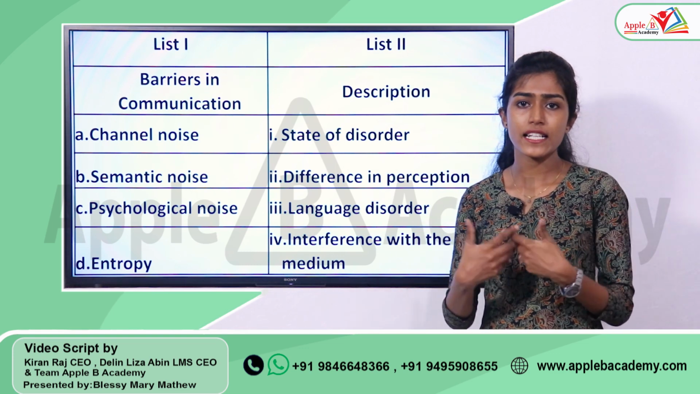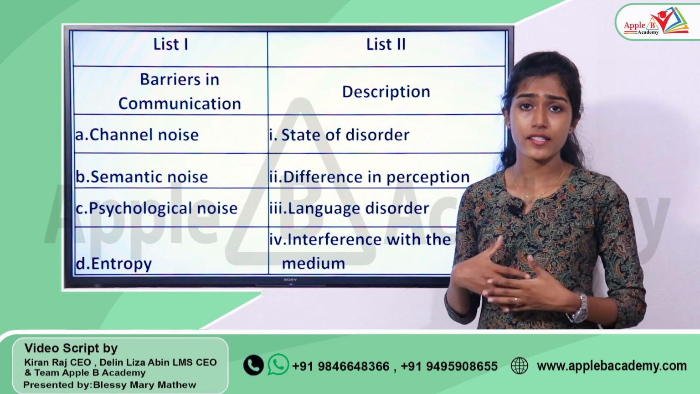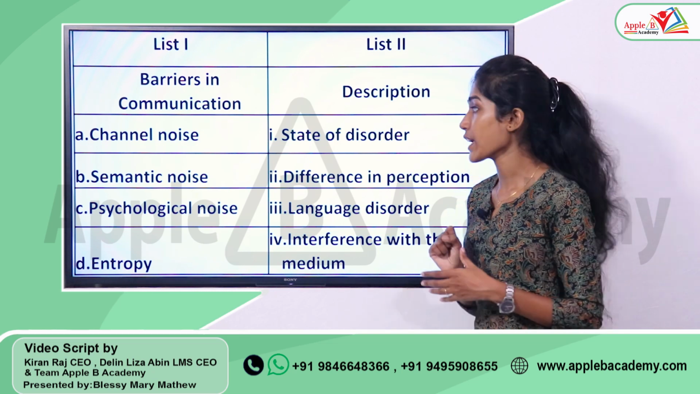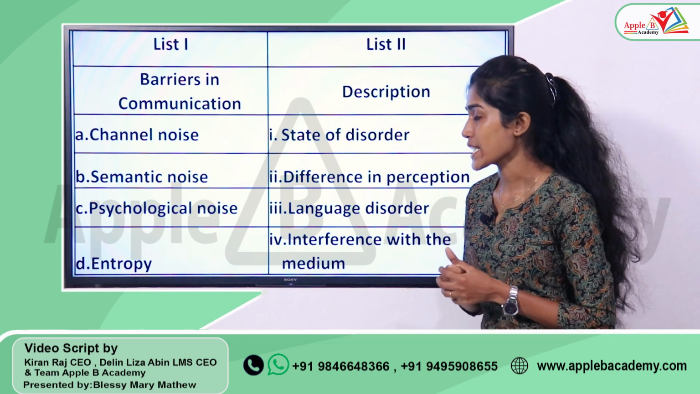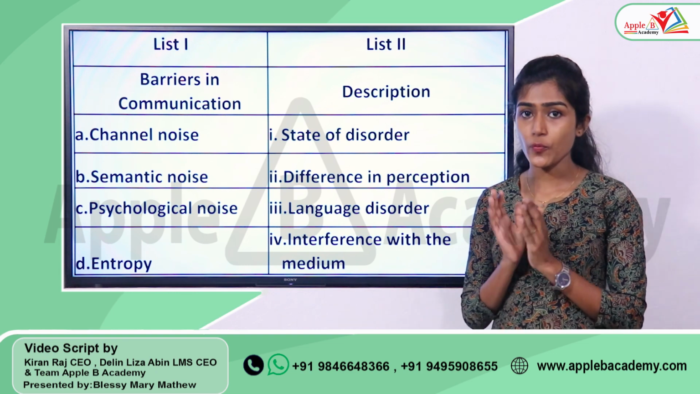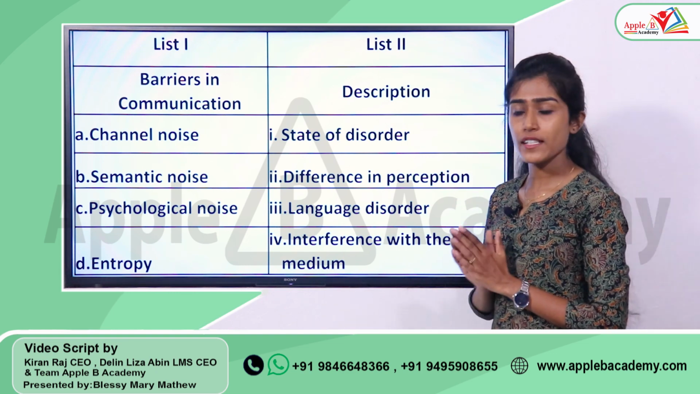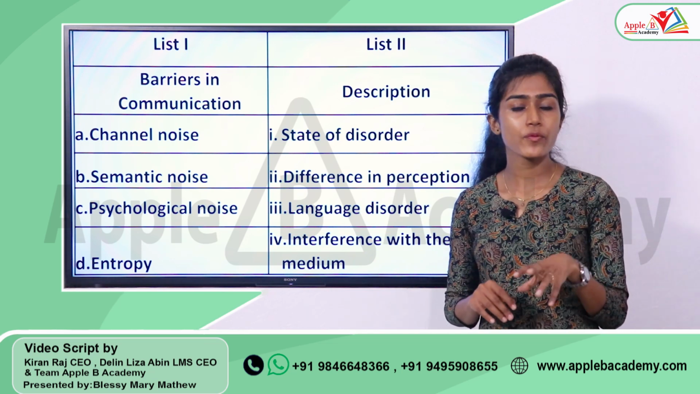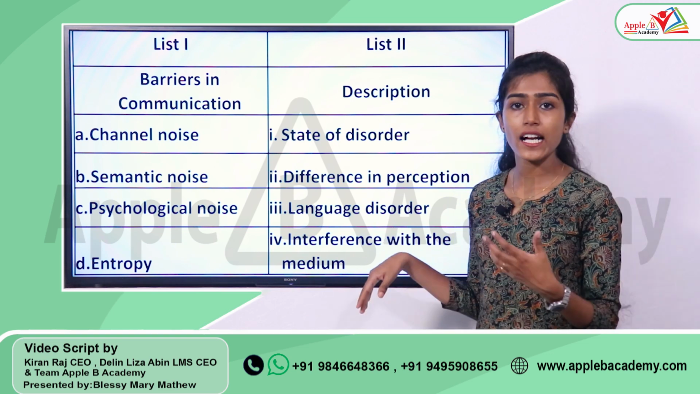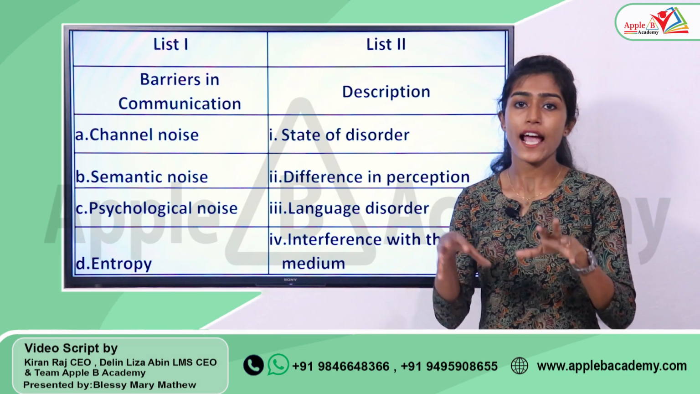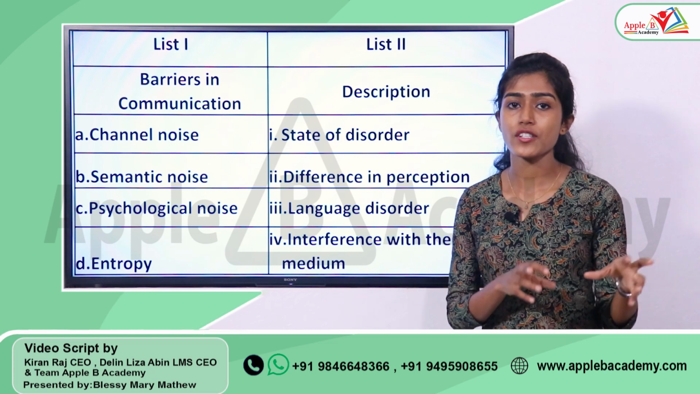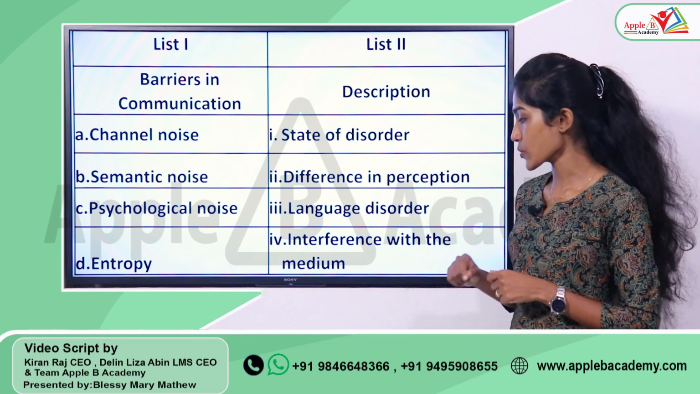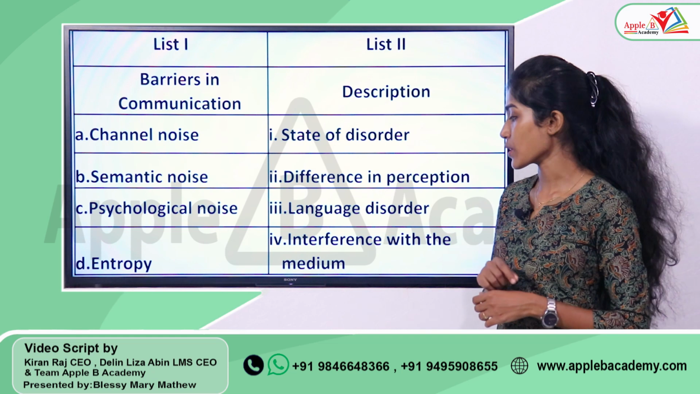We have already said this is the interferences, or it can be called the disturbances, or the various distractions that can affect the process of communication. In that way, if you consider option A, channel noise can be associated with which description in list 2? Obviously, that is option 4, right? Interference with the medium. Channel is basically the medium through which we are transmitting the message. So if there is any kind of interference with the medium, that can result in a barrier, or a noise, and that can be called channel noise. In that respect, channel noise can be associated with option 4, that is interference with the medium.